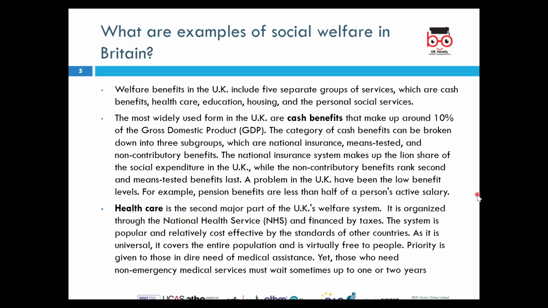Then coming towards healthcare, it's the second major part of the UK's welfare system. The first was cash benefits. The healthcare system is organized through the NHS, the National Health Service, and it's financed by taxes from the people who earn. The system is popular and relatively cost effective by the standards of other countries. As it is universal, it covers the entire population and it is virtually free to people. Priority is given to those in crucial need of medical assistance.